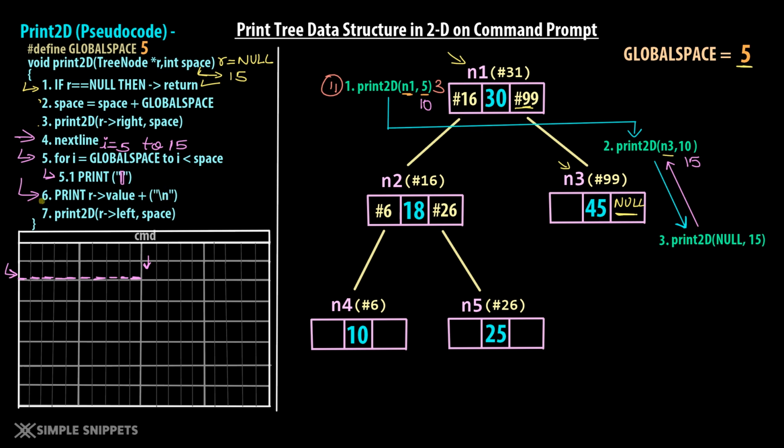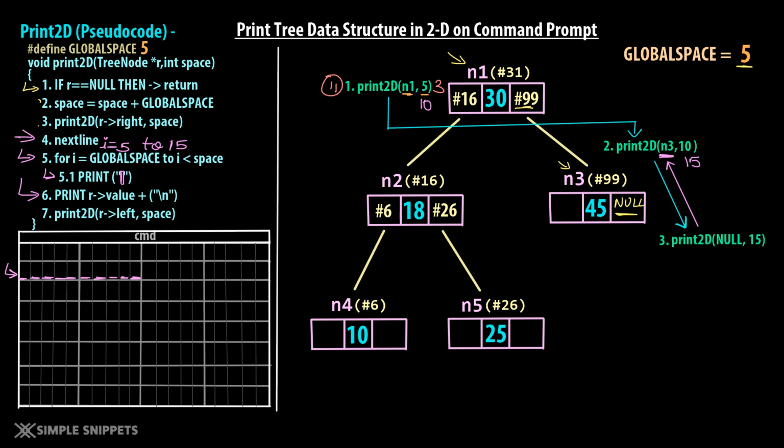Okay. So at the 6th line, we are printing the value inside the r node. r is currently not null. r is currently n3 because we came back from third print2d to second print2d and we are completing the second print2d function. So inside second print2d, you can see we are passing n3. So r of value is nothing but n3's value. And what is the value of n3? You can see the value of n3 is 45. So we will print 45 in this block. We are at this location of the cursor, right?